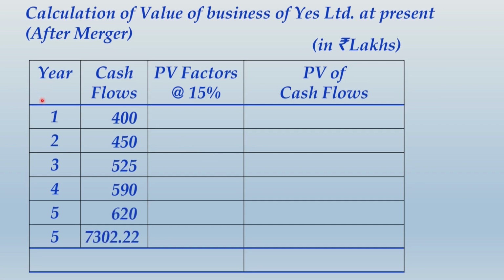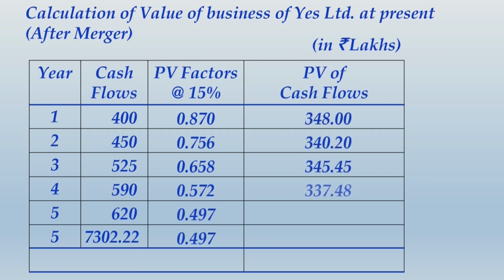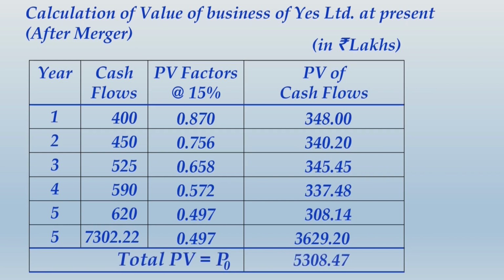Never forget, cash flows of year 1 to 5, these figures are already informed in the question, and this amount we have computed in the earlier working in the form of terminal value. Write up the PV factors, multiplying these PV factors to the cash flows, you will be getting present value of cash flows, and aggregate of these present values will indicate the value of the business of Yes Limited at present if the merger takes place. So note down all these calculations and then we shall move ahead.